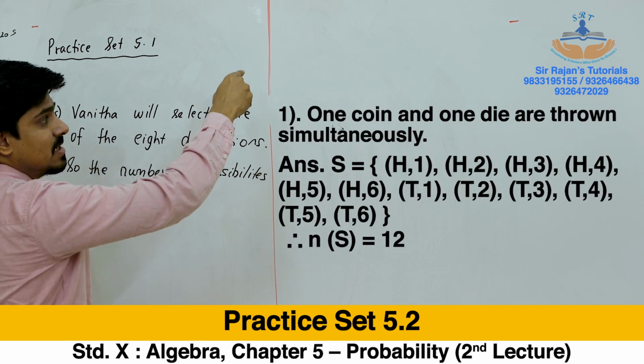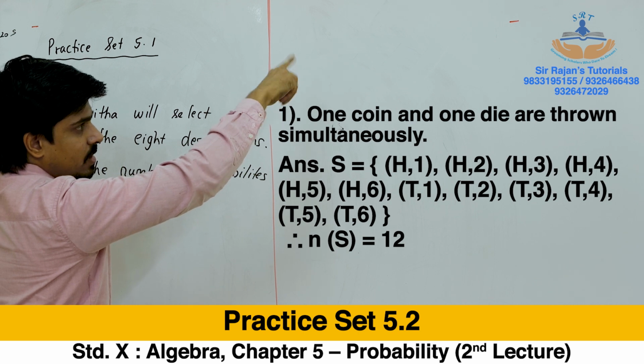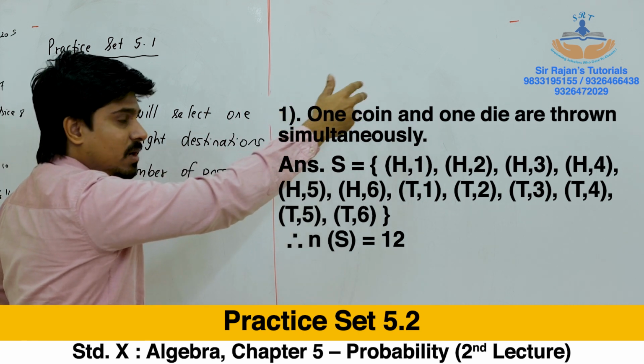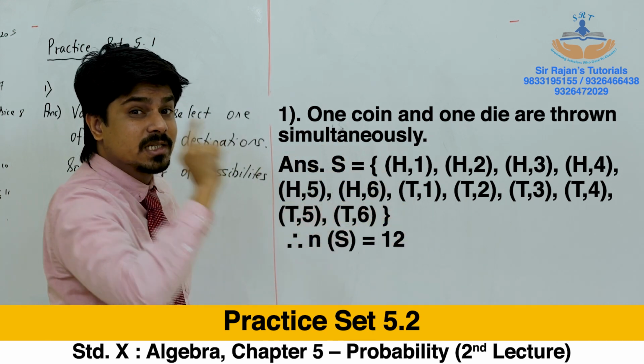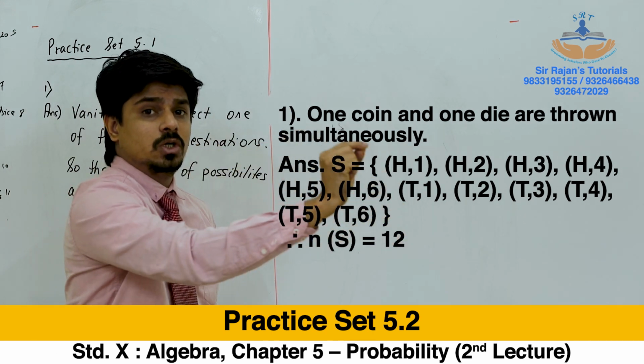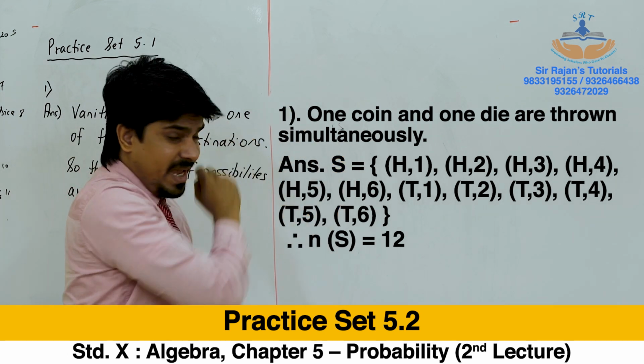You will write S is equal to, in brace bracket, H comma 1 in round bracket, then H comma 2, H comma 3, like that you will go till T comma 6. Do not put dot dot dot. You have to write each and every element. Okay, ये तो S हो गया.